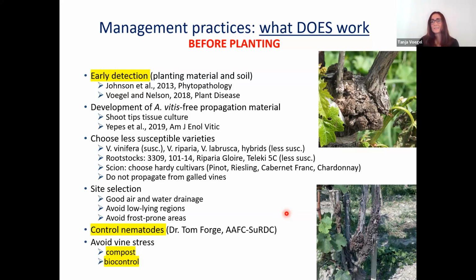And there's also the option to choose less susceptible varieties. And I'm saying less susceptible here. I'm not saying resistant, because there are no varieties that are completely resistant. All of them will have crown gall or can have crown gall to some degree, but the most susceptible are Vitis vinifera, and then Riparia, Nebraska, or hybrids are somewhat less susceptible. The same for rootstocks, 3309, 10114, and Riparia Gloire and Teleki 5C seem to be less susceptible in studies that have been published.